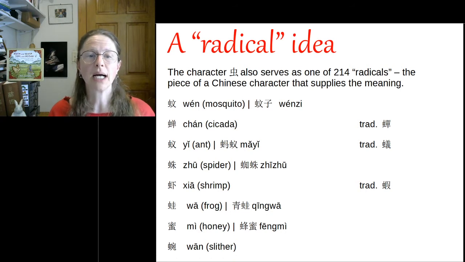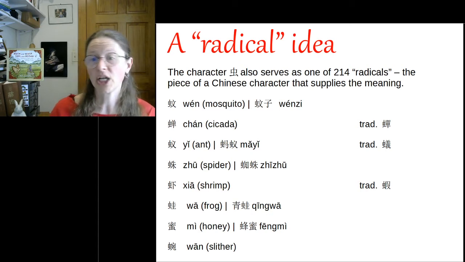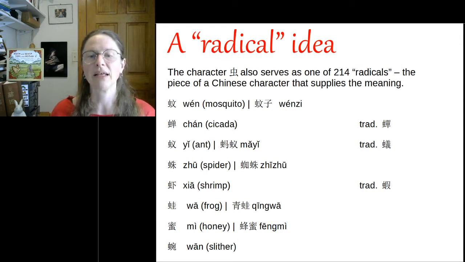Some of these characters are also, I should point out, written in a more traditional form in Taiwan and Hong Kong, so I've noted that here in case people are learning those characters in class. And also for kids who are learning Chinese, just a note they may be more familiar with compound words like wenzi for mosquito, or mai for ant, or zhizhu for spider, or qinghua for frog. But the individual characters, wa or zhu or yi, also contain those meanings.